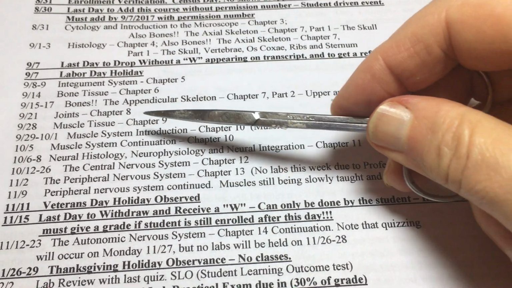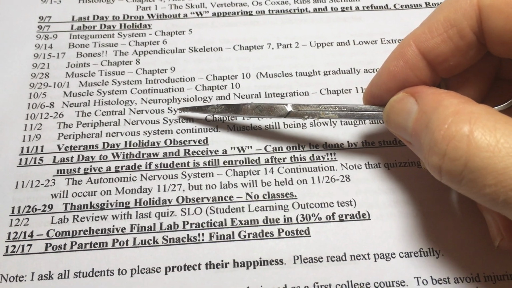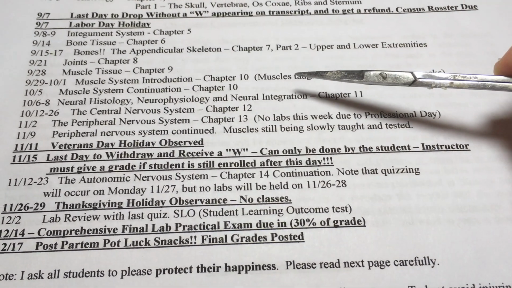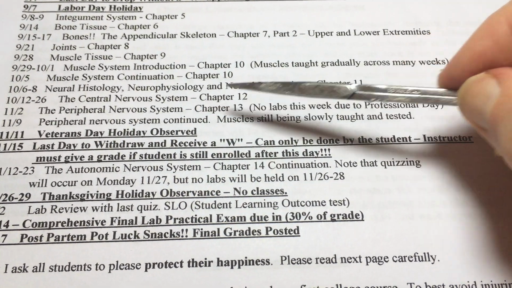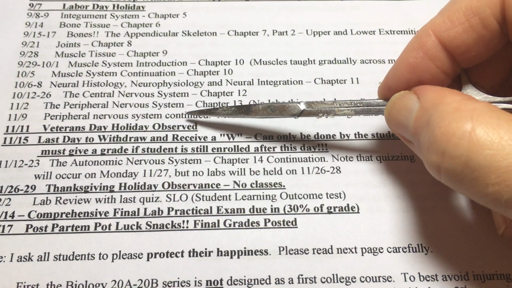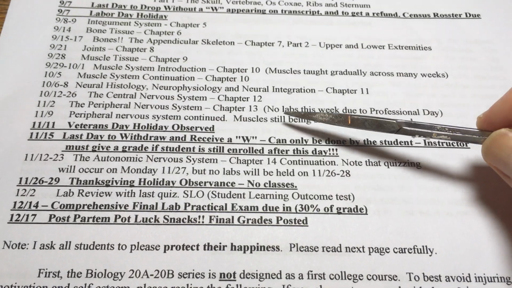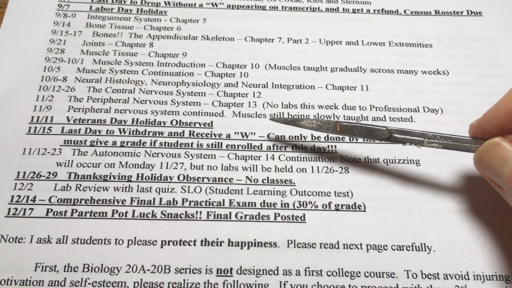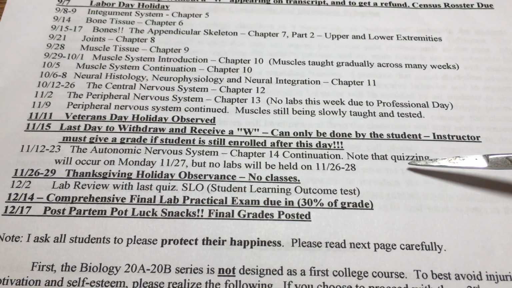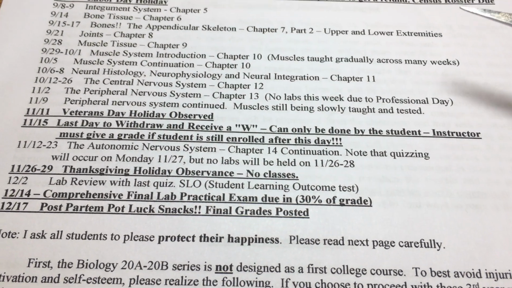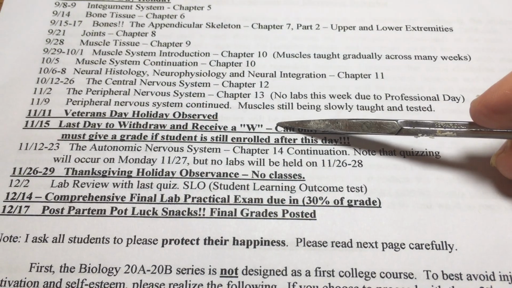Okay, and then joints will be coming up, muscles, and so on, neurological histology, so you get to learn nerve tissue, and then you get the central nervous system, the brain and the spinal cord, and then you get all the peripheral nerves, the cranial nerves and spinal nerves and plexes and all that kind of stuff. And then finally, you get the autonomic nervous system, which sets you up for the second semester, which is Biology 20B. Okay, and then the last chance to actually drop with a W is out here.